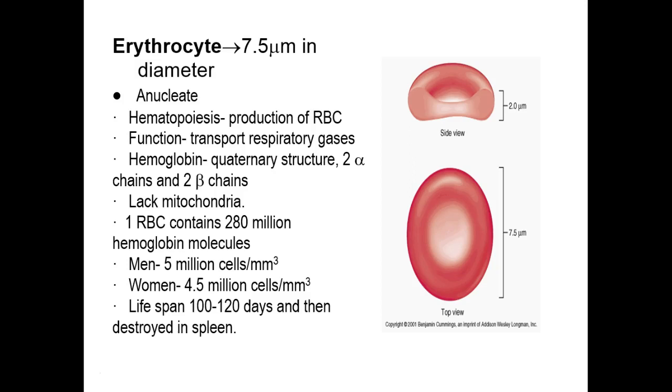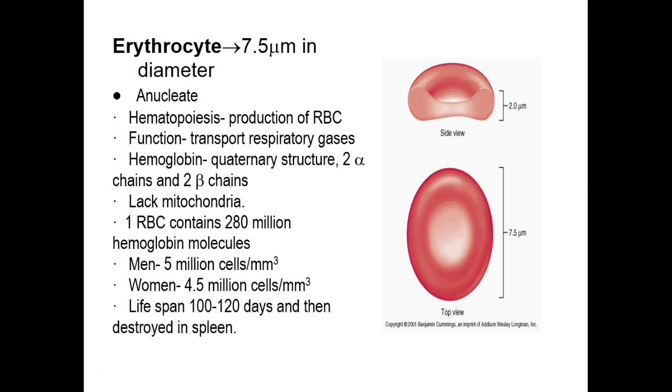Erythrocytes are biconcave, so they kind of look like a cough drop. And they are anucleate. They're kind of interesting. They don't have a nucleus. They had a nucleus when they were born, but when they lose their nucleus, they are considered mature and go into circulation.